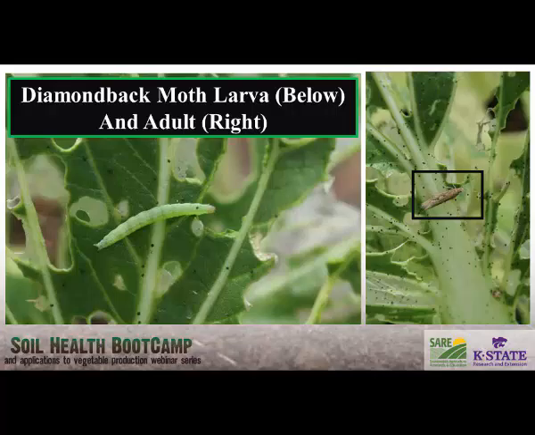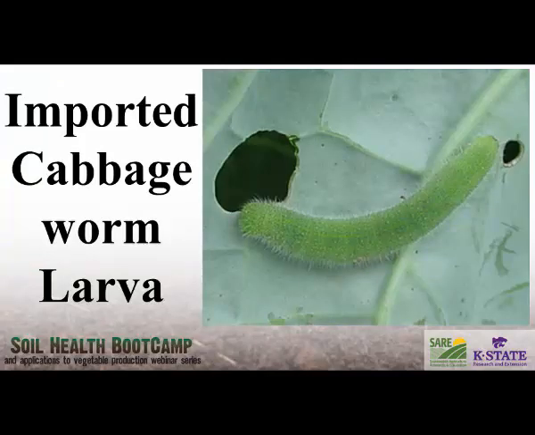Diamondback moth larvae feed on plants in the cabbage family, including bok choy, broccoli, Brussels sprouts, cabbage, cauliflower, and kale. When the wings are folded, the adult, on the right, has diamond-shaped markings on the back, thus the common name. Imported cabbage worm larvae, as shown in this image, also feed on many plants in the cabbage family.